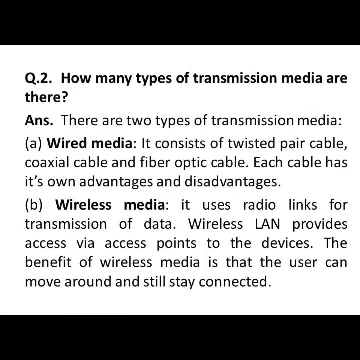Question: how many types of transmission media are there? There are two types of transmission media. Wired media consists of twisted pair cable, coaxial cable and fiber optic cable. Each cable has its own advantages and disadvantages. Wireless media uses radio links for transmission of data. Wireless LAN provides access via access points to the devices. The benefit of wireless media is that the user can move around and still stay connected.